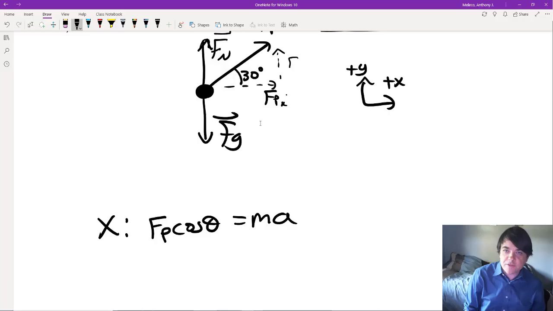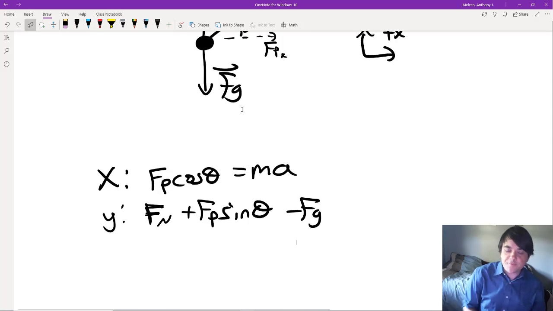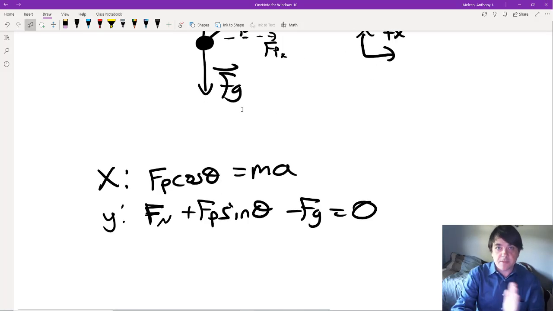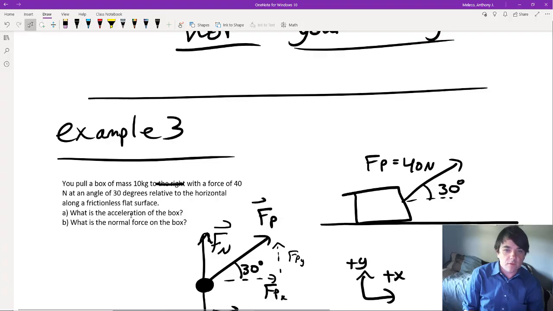We have a lot of forces in the y. We have 3. So what are they? According to my diagram, you have Fn pointing up. You have plus Fp sine theta, okay? And you have gravity pointing down. As for acceleration in the y, there is none, because the box isn't moving up and down. The box is only moving right and left. In this case, just to the right, okay? You pull a box to the right.